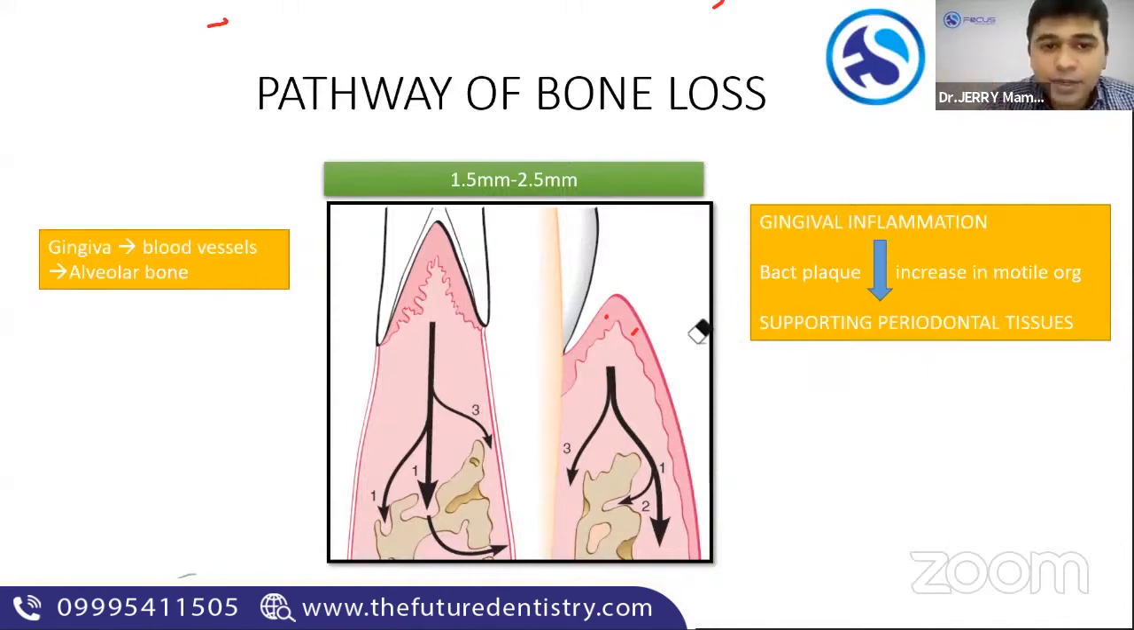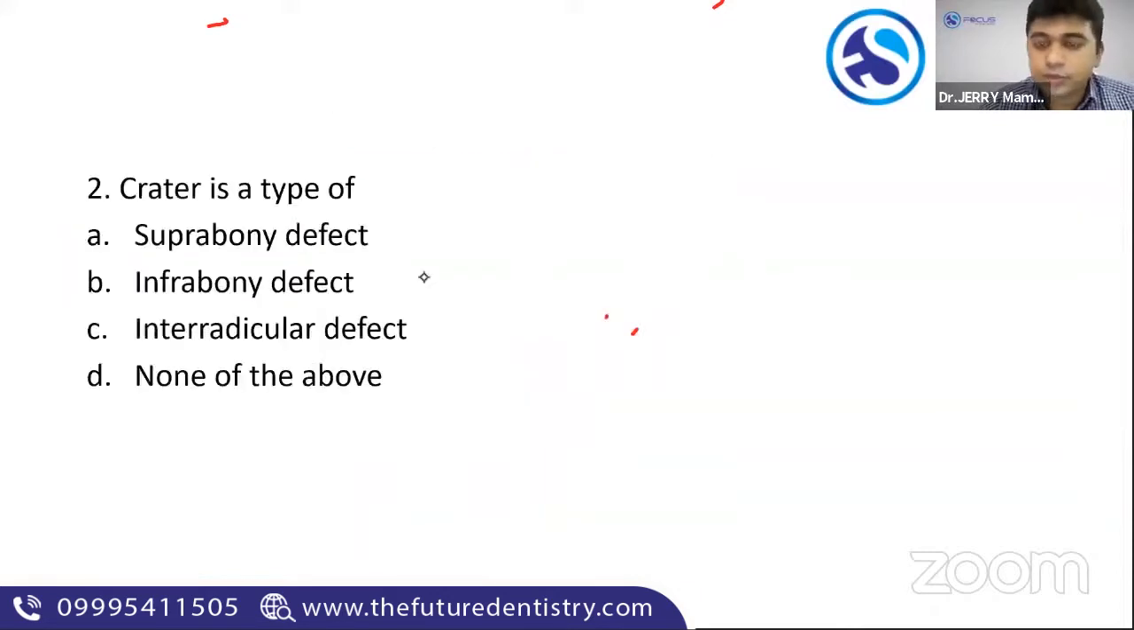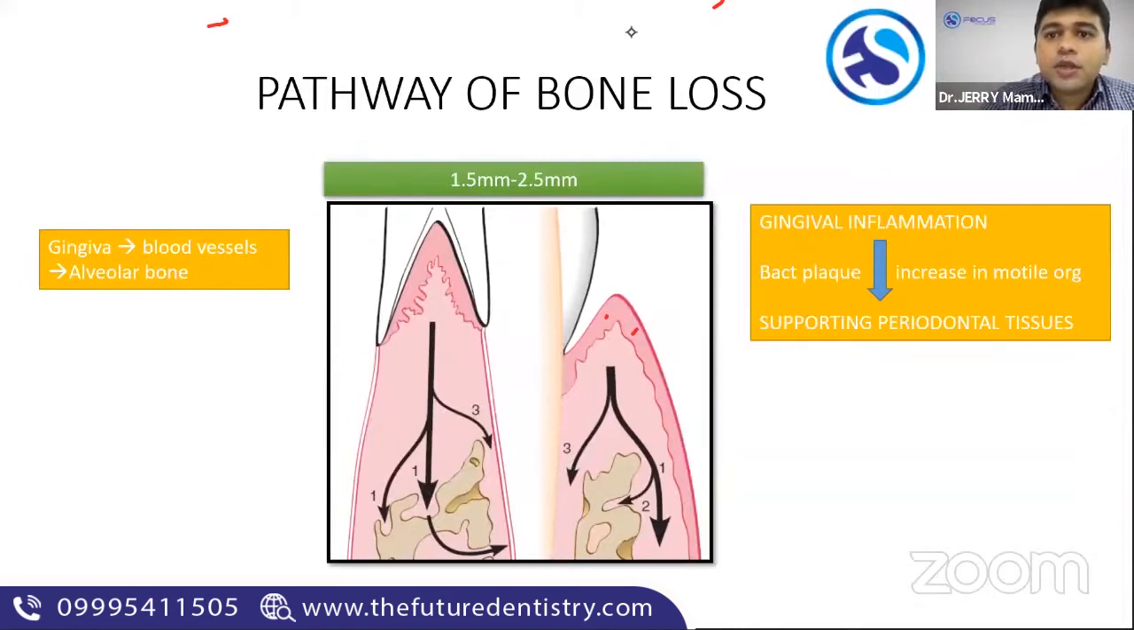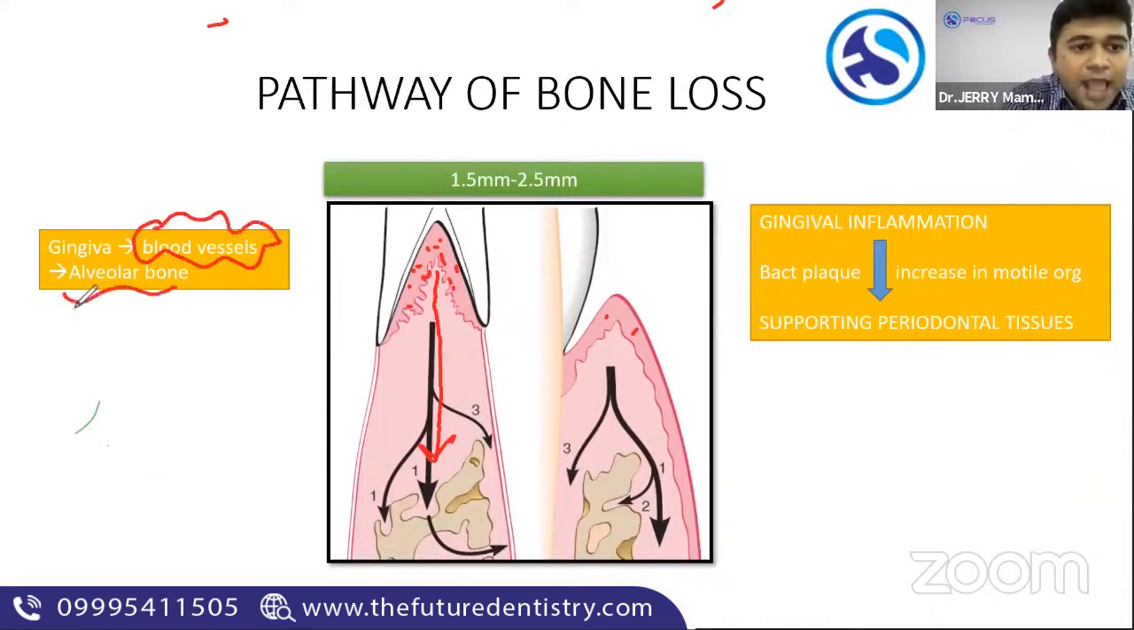So it's very simple. There is inflammation within the gingiva, shown in red color. This inflammation spreads down. How does it spread? It spreads through your blood vessels into your alveolar bone. Now, this spread may vary in different ways. What are all the ways?